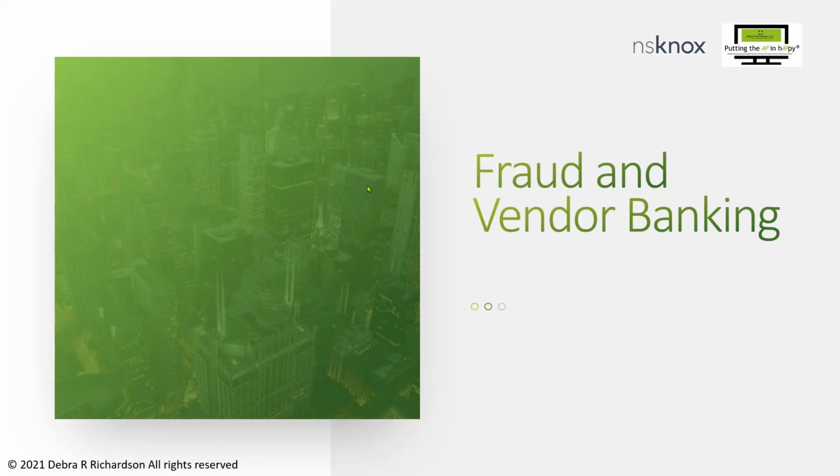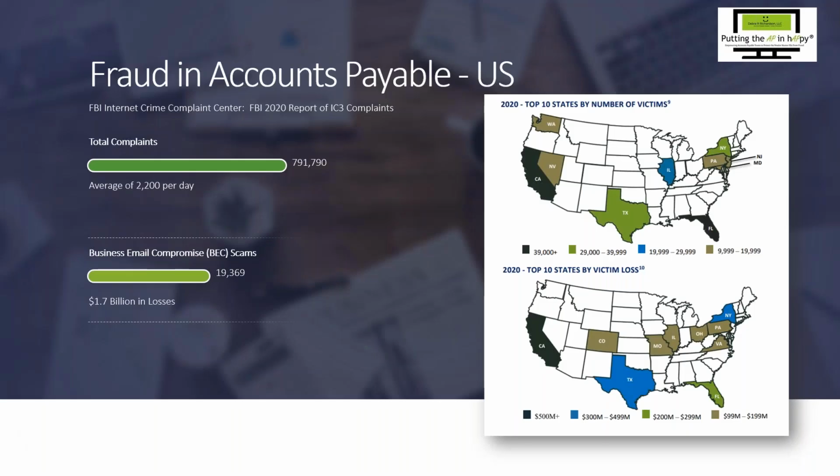All right, so fraud and vendor banking. So looking at the U.S. first, you're looking at a U.S. map, and the stats are really taken from the FBI 2020 report of IC3 complaints. Now, you can check your state to see where you fall, but the average complaints per day jumped 50% from 1,300 per day in 2019 to 2,200 per day in 2020.